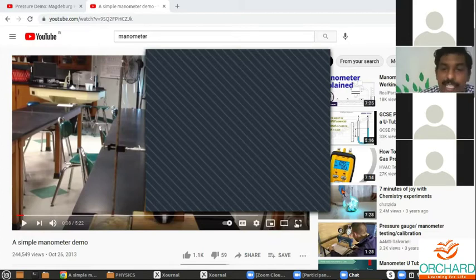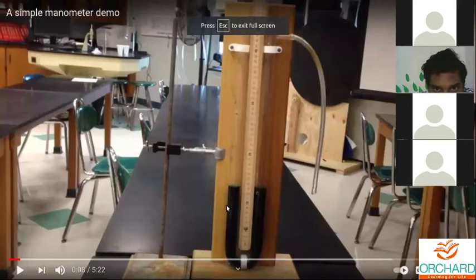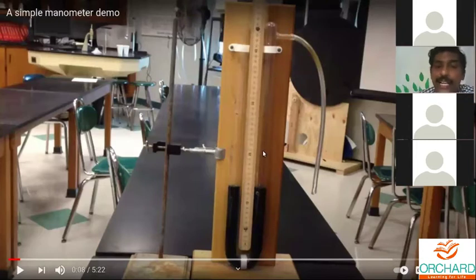So this is the video that gives you some information about the manometer. Here you can see this is a glass tube. Inside that you can have any liquid. You can take water with some colored ink. And here the top is open.